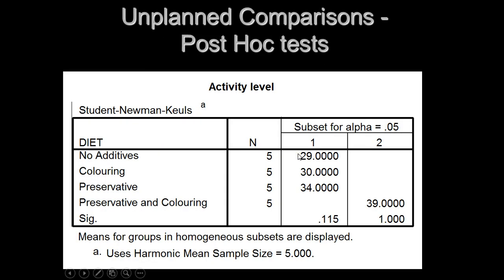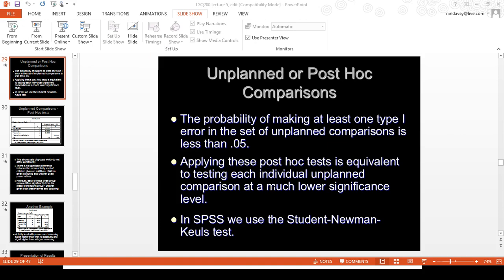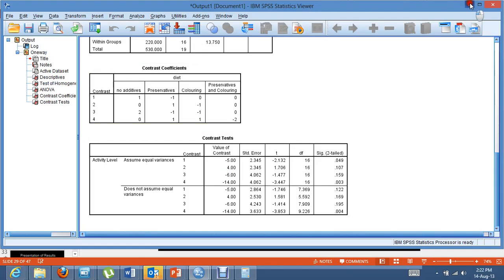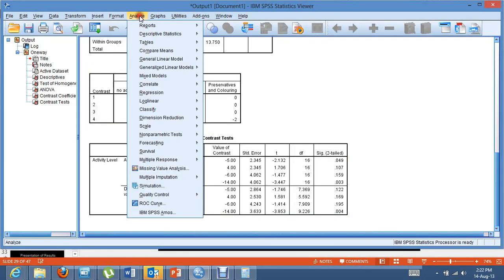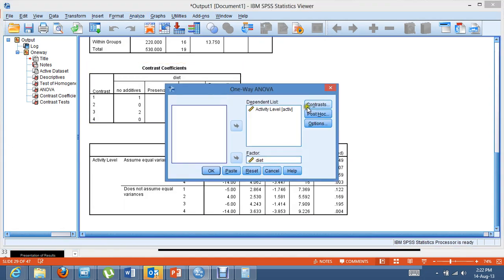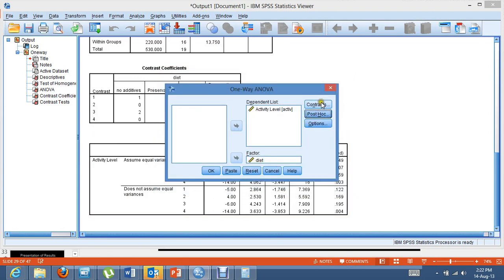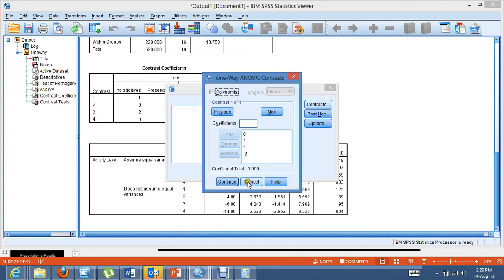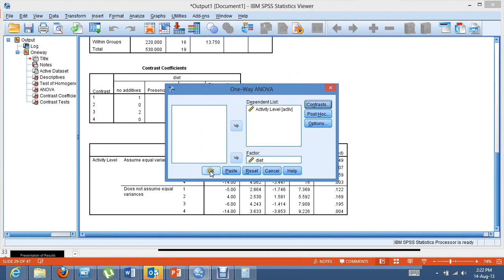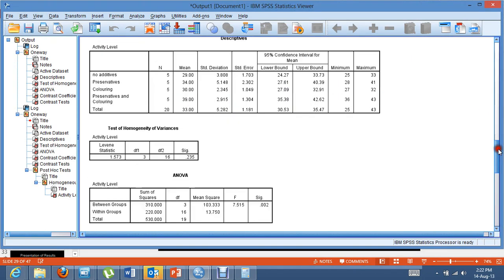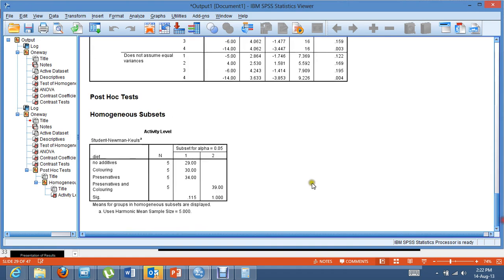When you go to SPSS, if you want to use Student Newman-Keuls, if you don't have any specific hypotheses about which groups are going to differ, when you run your test you go compare means, one-way ANOVA, and instead of doing contrast, you go post-hoc comparisons and select SNK. You wouldn't do the contrast in that case. You have to go through and clear each one, so I won't bother doing it. Normally you can just press reset. And we get our post-hoc test here.